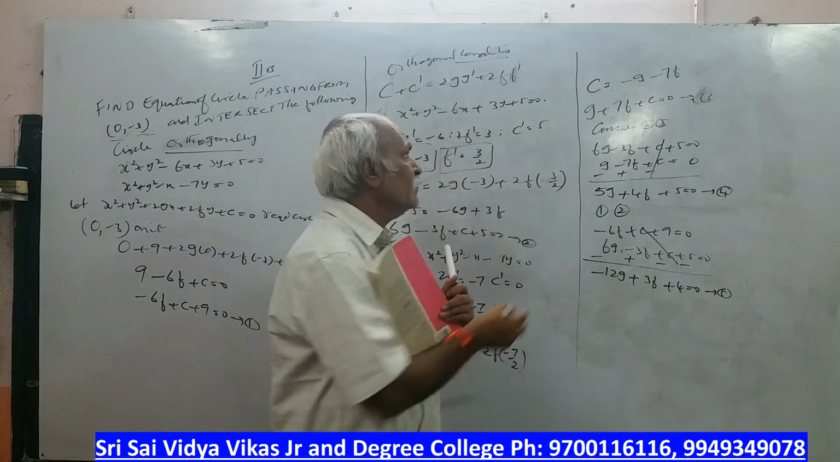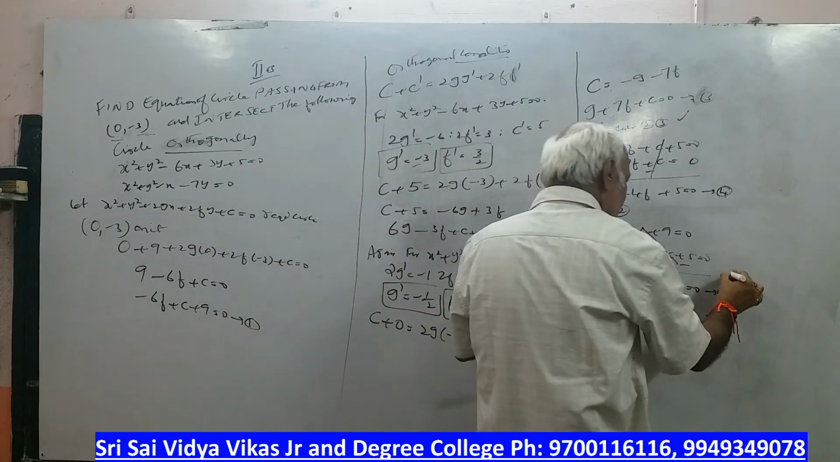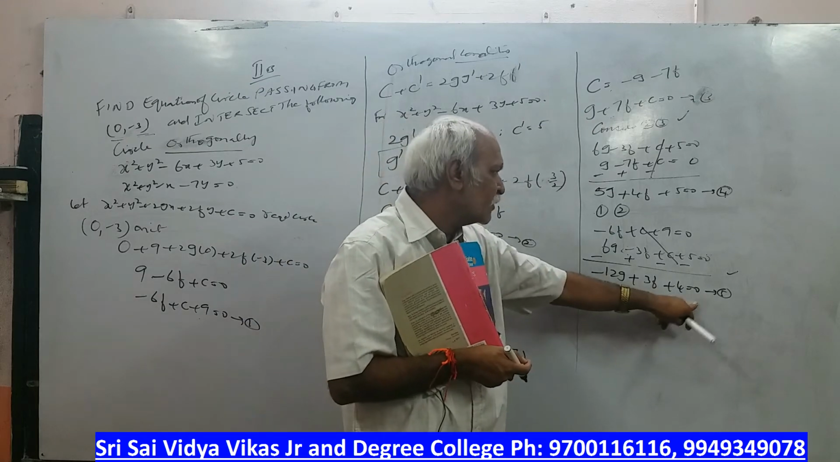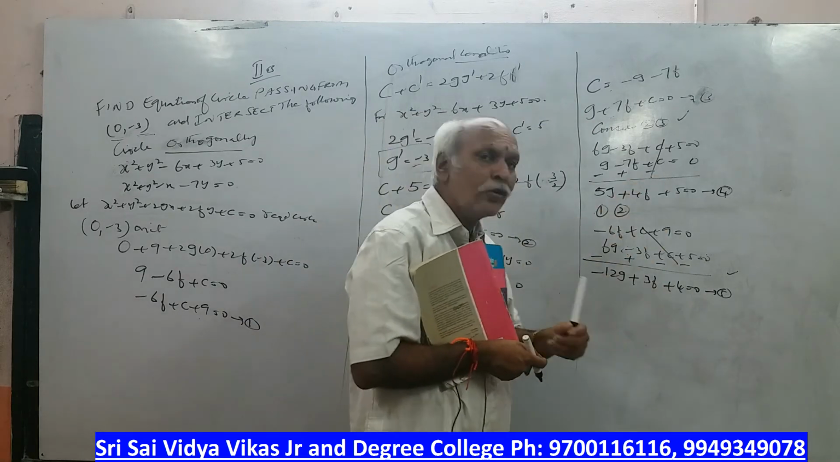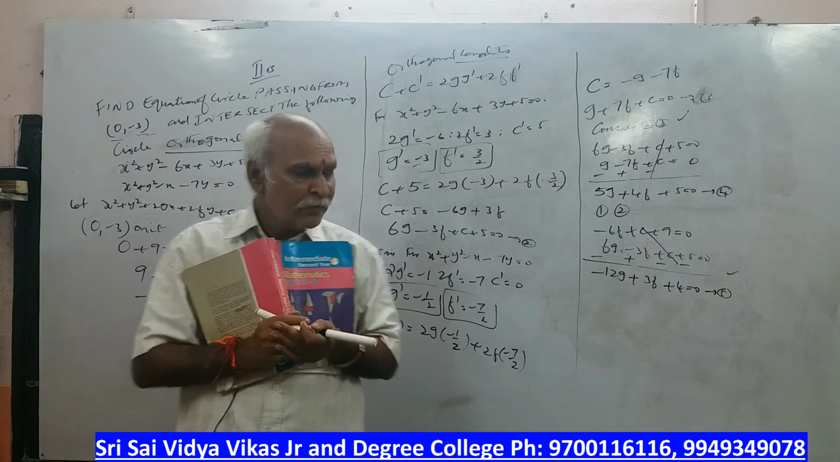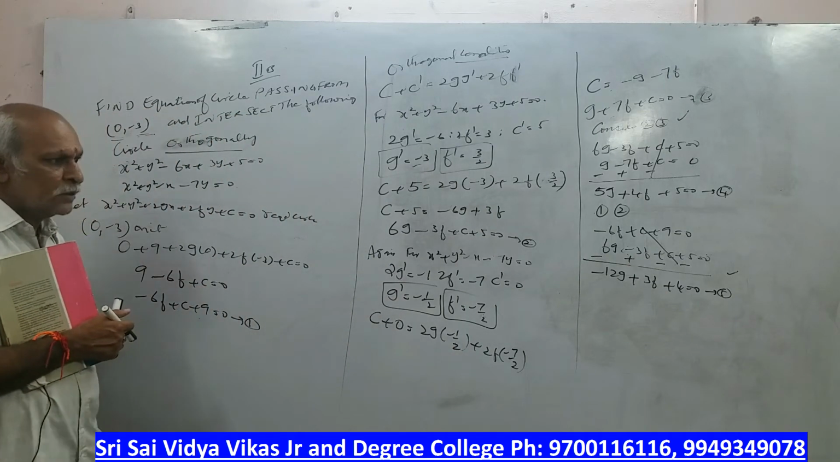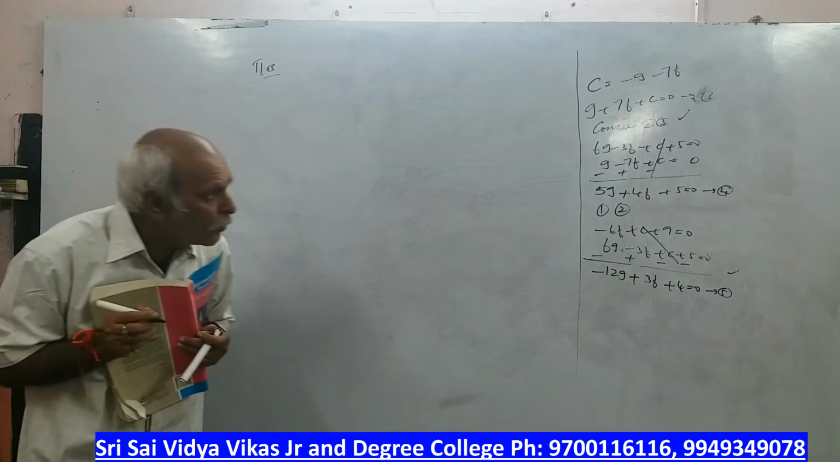So I have considered 2 and 3, and I have considered 1 and 2. So what do we get? Minus 12g plus 3f plus 4 is equal to 0, the fifth equation. We have to solve 4 and 5. Look at this problem here. We have to consider all the conditions. Note this down. Now we have to solve the 4 and 5 equations.